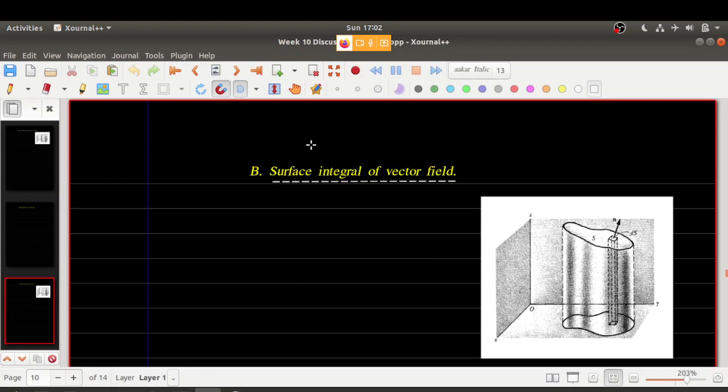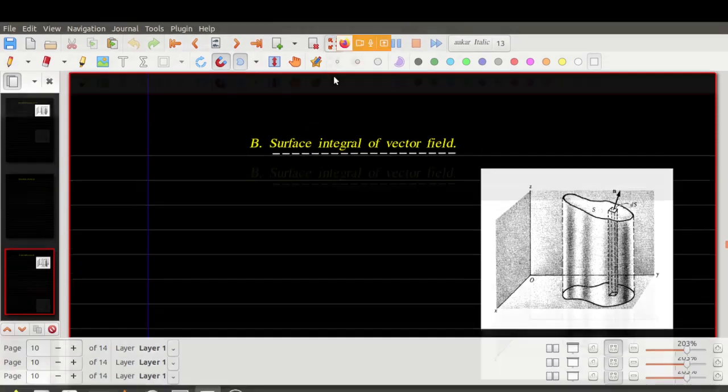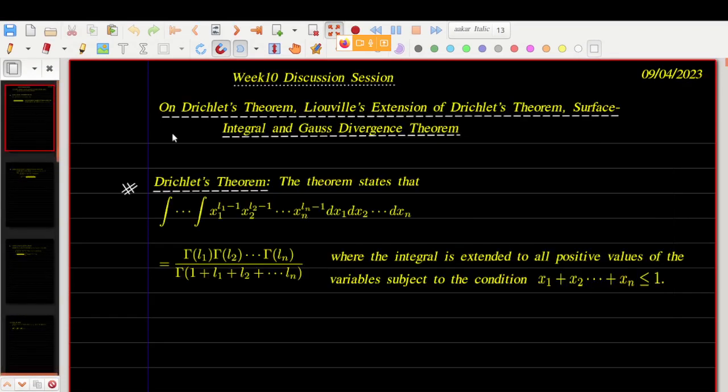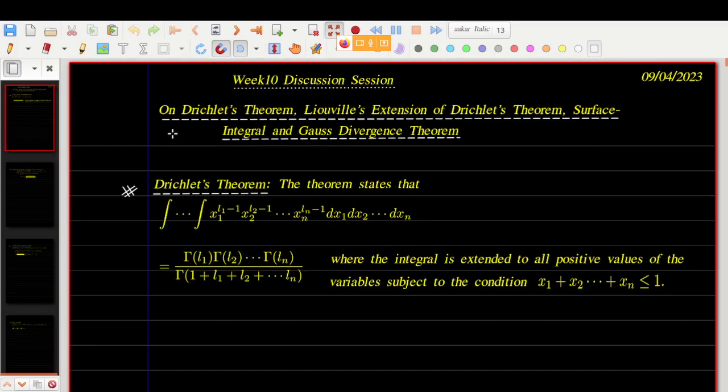I hope my screen is visible to all of you. So let's start. Today's topics are the Dirichlet theorem, the Liouville extension of the Dirichlet theorem, surface integral and the Gauss Divergence Theorem. We shall start with the Dirichlet theorem.